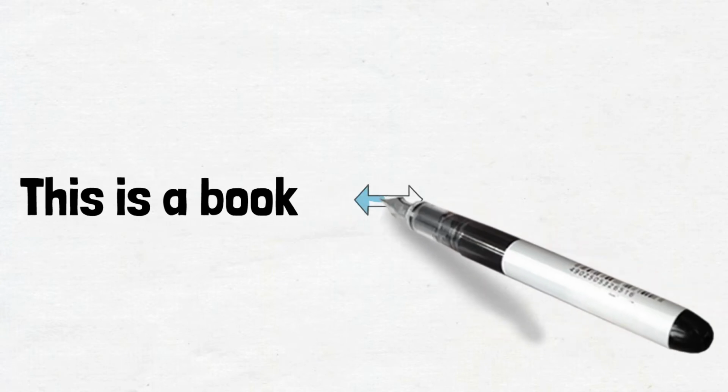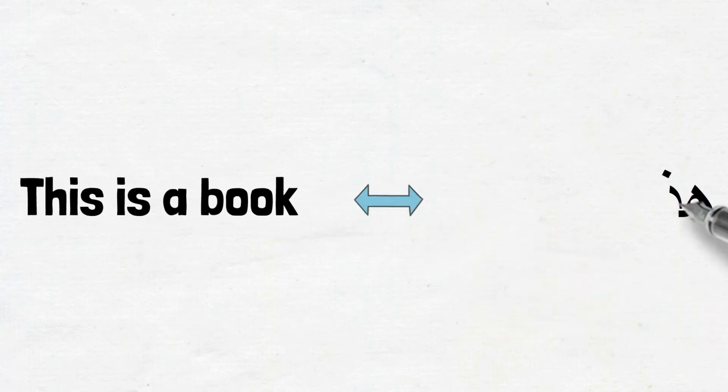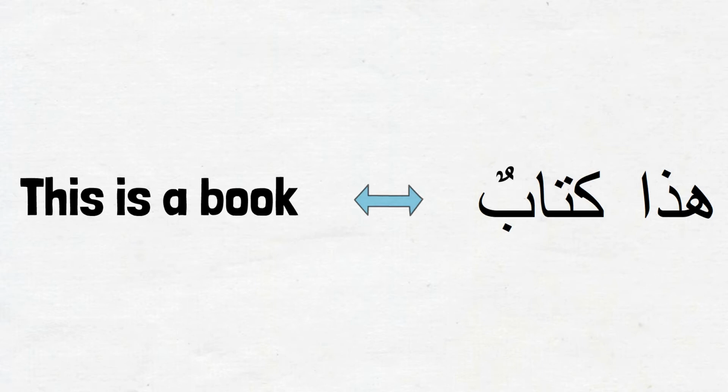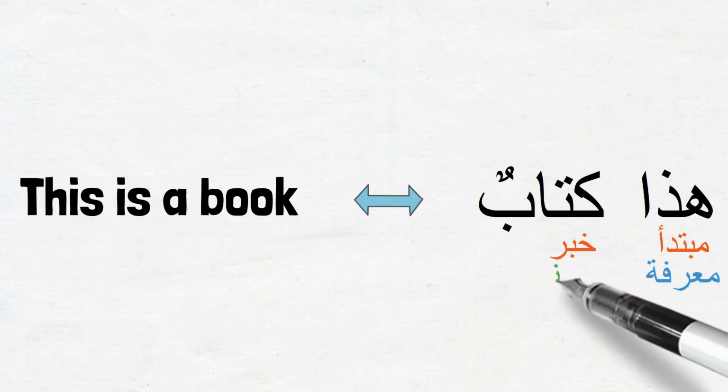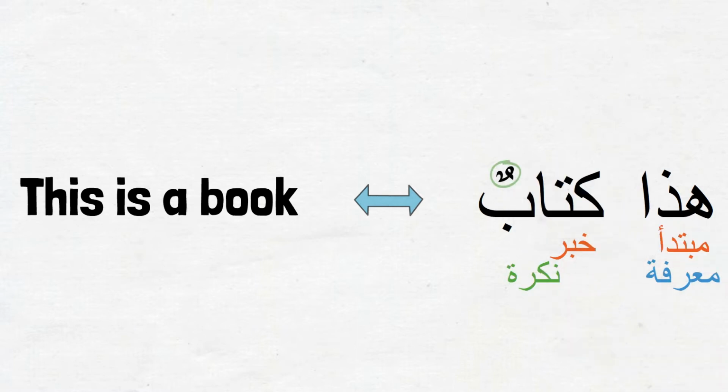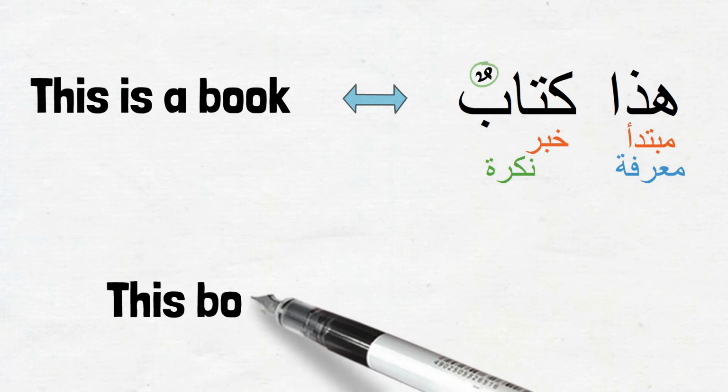We already know how to say this is a book, right? How do we say it in Arabic? هذا كتاب. This is a book. هذا كتاب. This is a very simple ismiya sentence that we all are familiar with. Here هذا is the mubtada and kitabun is the khabar. As we talked about in our last video, the mubtada هذا is the ma'rifa ism here and the khabar kitabun is nakira.